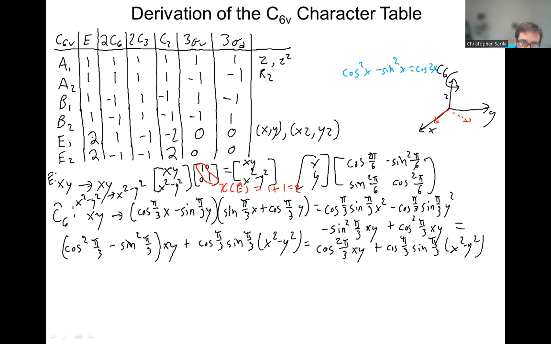So we're either going to be one of these. We're either transforming these functions as E1 or E2. So let's keep cranking through this and see which one it is. Now we have xy in terms of xy and x squared minus y squared, but we know xy transforms together with x squared minus y squared. So we have to figure out how x squared minus y squared transforms when we do a C6 operation.